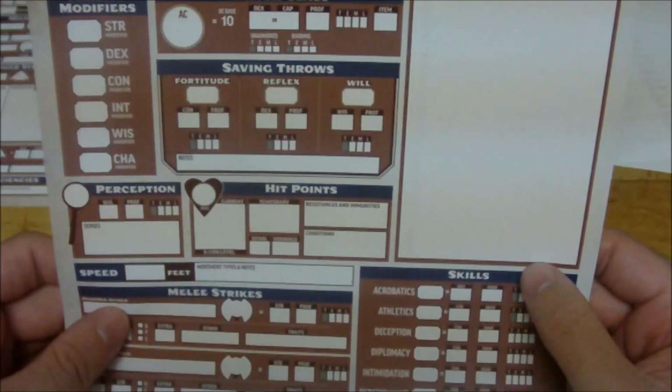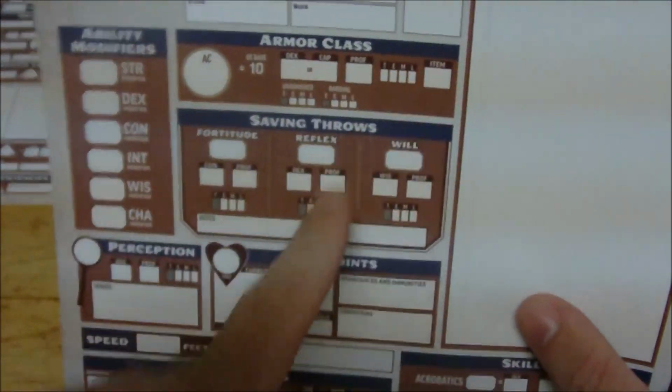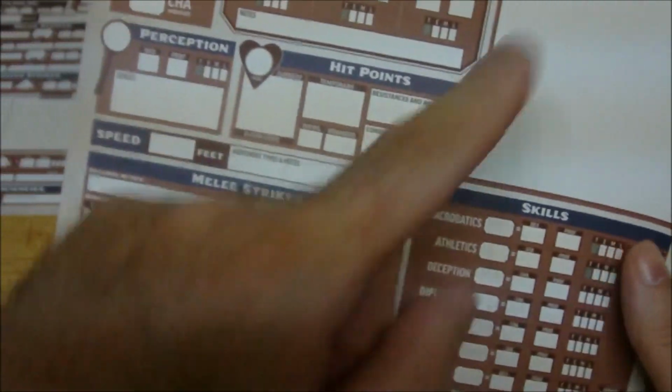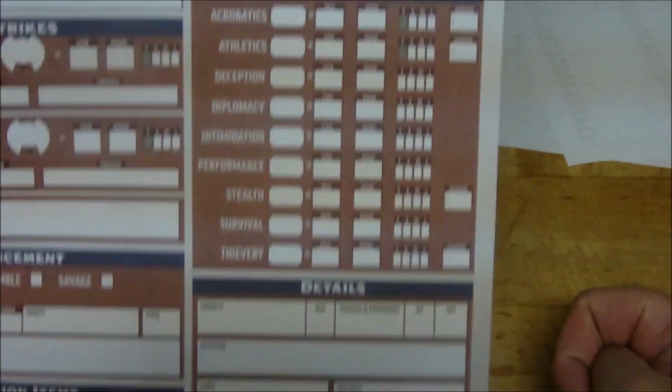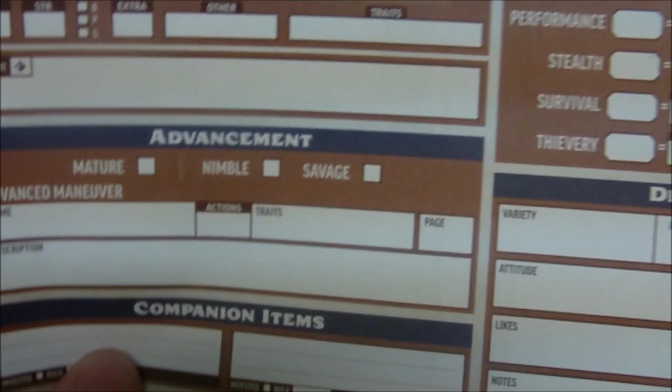And then we also have our companion sheet, so you can just write down the information that you have for whatever companion you have. So you have ability score modifiers, armor class, saving throws, their perception, hit points, skills, which is a smaller list obviously, other details, advancement, and some of the items that they have.